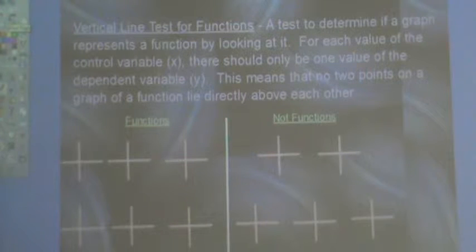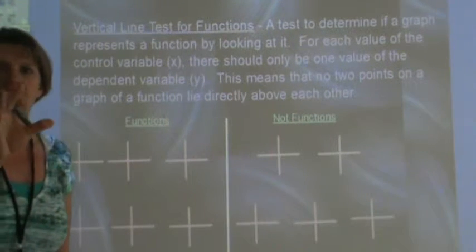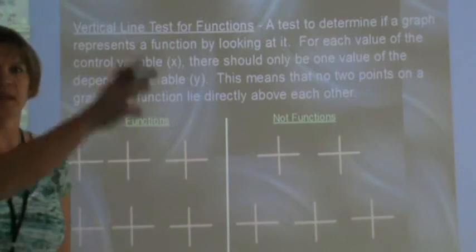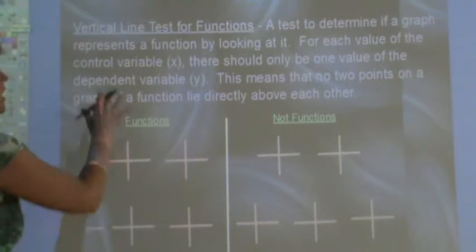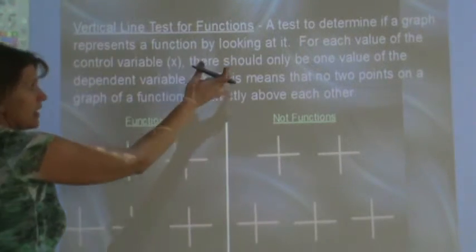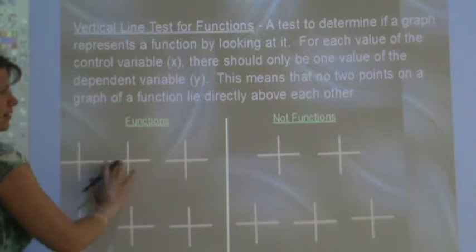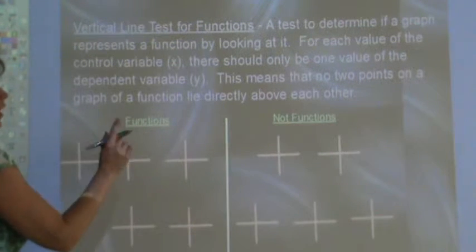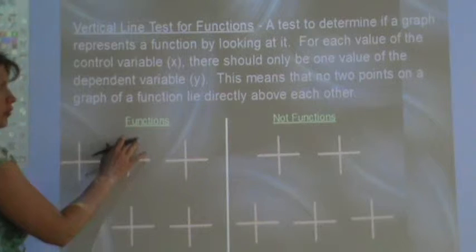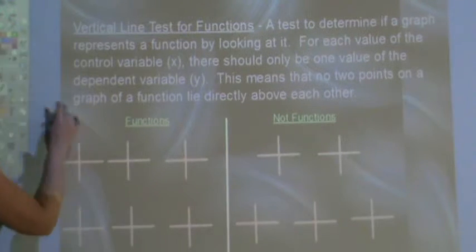There's something called the vertical line test for functions. This helps you visually look at a graph and say, yep, that's a function, or no, it's not a function. It's a test that determines if a graph represents a function by looking at it. For every value of the control variable, or for every x on your horizontal, there should only be one value of the dependent variable for your y. This means that no 2 points of a graph of a function lie directly above each other.